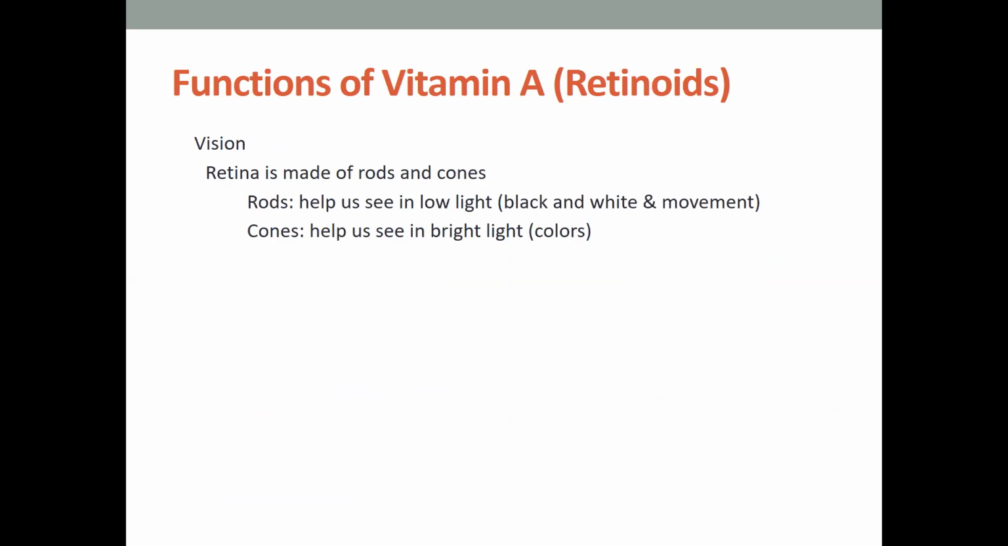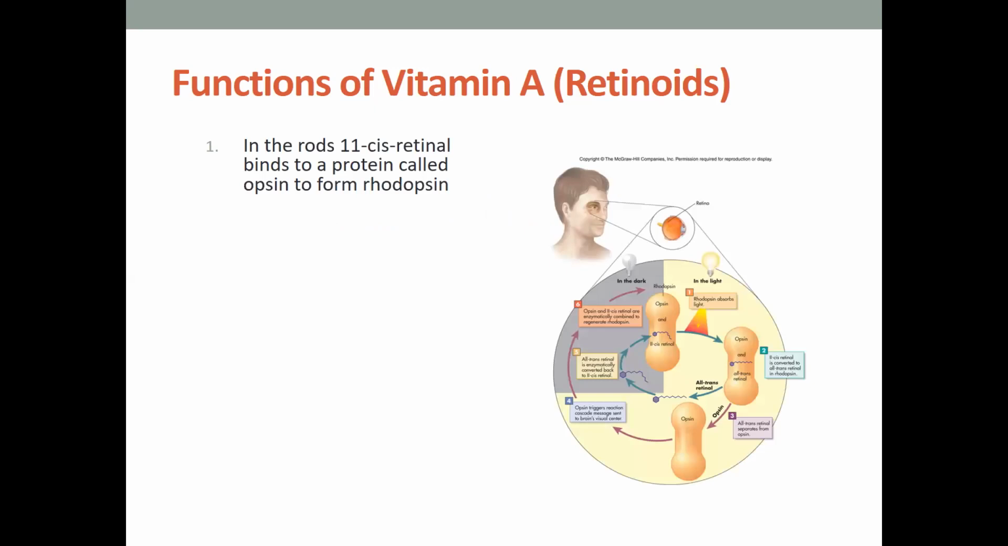In terms of vision, this is where my mom got it partially right. Your retina, which is a part of your eye, is made of rods and cones. You probably learned that a long time ago. So rods are the part of the retina that help us see in low light. So it's a little bit dim and you can't see really great, but you can make out black and white and movement. Cones are the part of the retina that help us see bright light and colors. So for ideal vision, of course, our rods and cones are both functioning optimally.